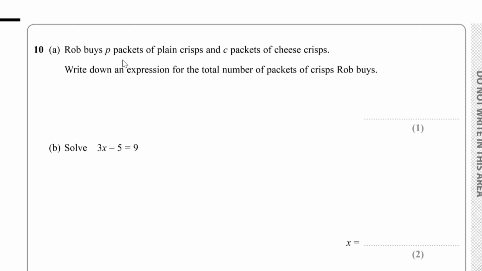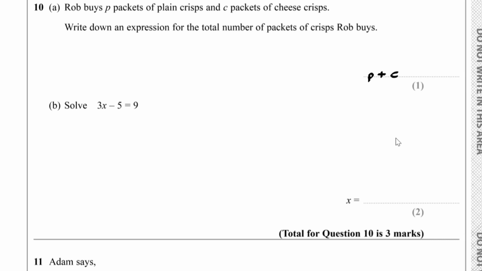Question number 10 for part A. Rob buys P packets of plain crisps and C packets of cheese crisps. We have to write down an expression for the total number of packets of crisps Rob buys. Well, we've got P plus C as our expression.